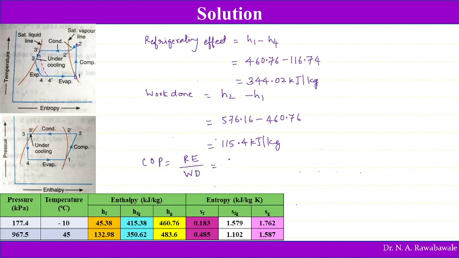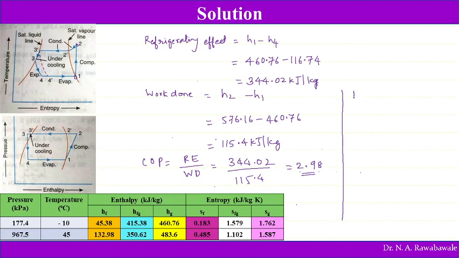So refrigerating effect is 344.02 and work done is 115.4. So COP we get as 344.02 divided by 115.4. This is 2.98. 2.98 is the COP.